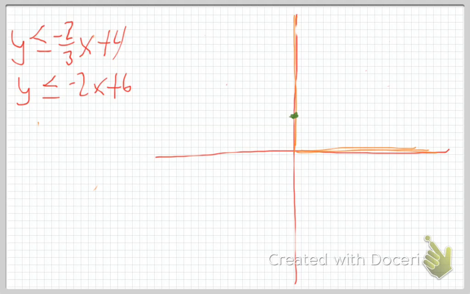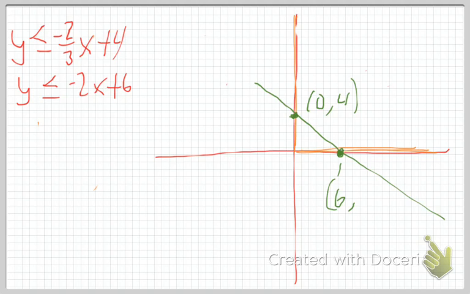Okay? And it has an x-intercept of 6, so let's get 1, 2, 3, 4, 5, 6, somewhere in here. Alright, so it looks something like this. This point here is, of course, going to be 0, 4, and this point down here is going to be 6, 0. Okay, so that's this graph, okay?